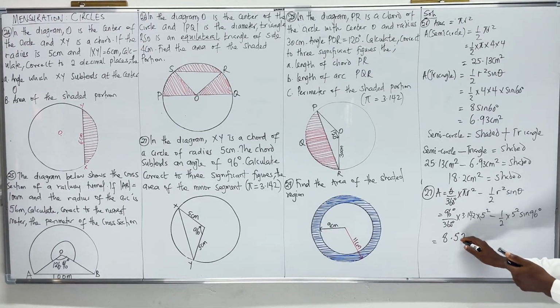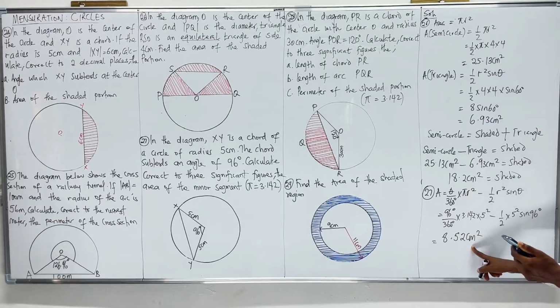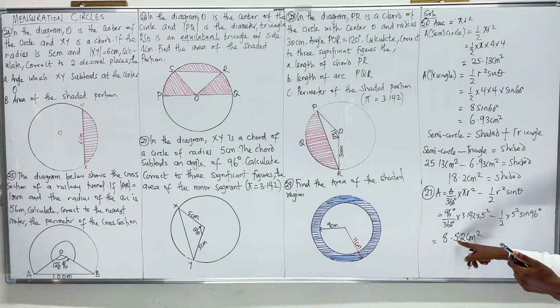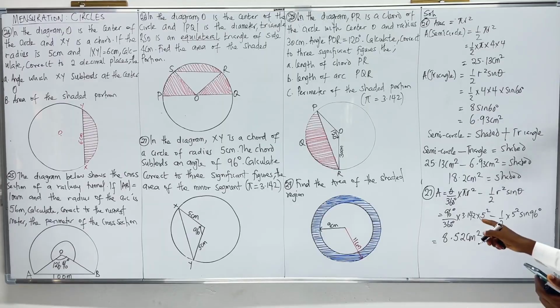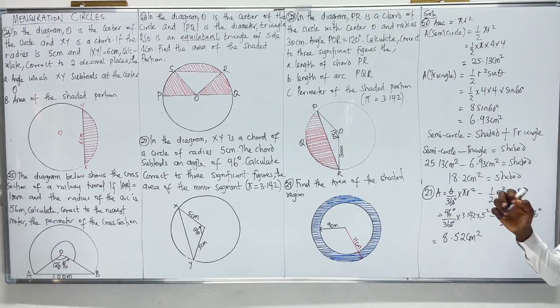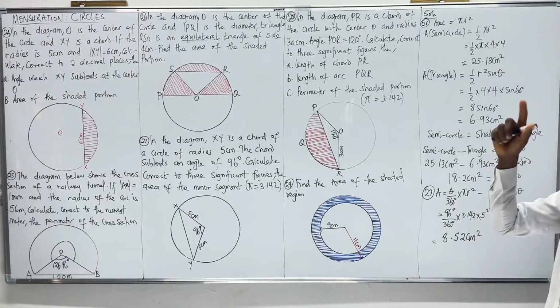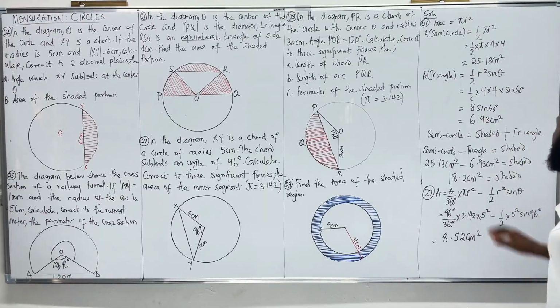Okay, so this gives 8.52 centimeters squared. Since it says to 3SF, this is 3SF. So when you round it up, you would actually get 8.52. So yes, we've gotten the area of that very segment. So this is the answer. So I'm going to move to question 28. Let me wipe this side.